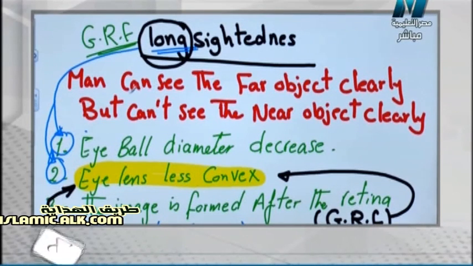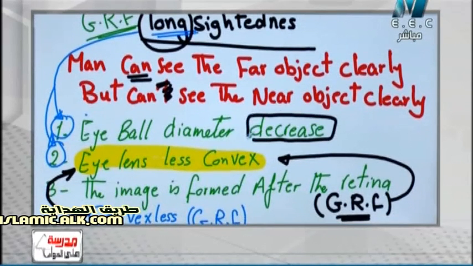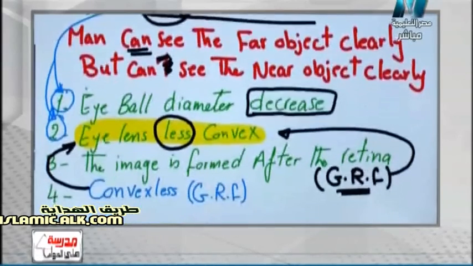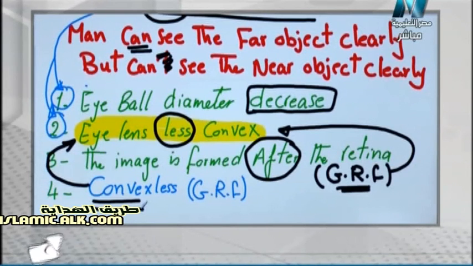هقول له man can't see far object clearly but can see the near object clearly. يعني يقدر يقرا حاجة يقدر without eyeglasses. Eyeball diameter بدل decrease هتبقى increase. So the eye lens is more convex. So the image is formed before the retina or in front of the retina. So we treat this person by what? By concave lens. And we will answer these give reasons like the previous give reasons for.